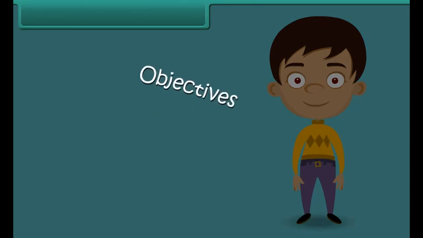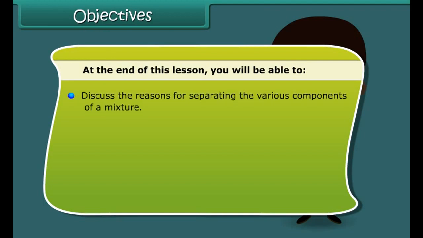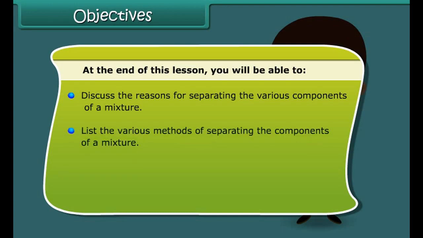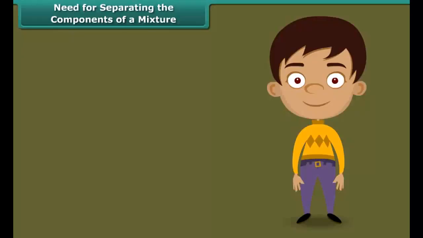Objectives. At the end of this lesson, you'll be able to discuss the reasons for separating the various components of a mixture, list the various methods of separating the components of a mixture, describe the techniques of hand-picking, churning, threshing, winnowing, and sieving with the help of examples.